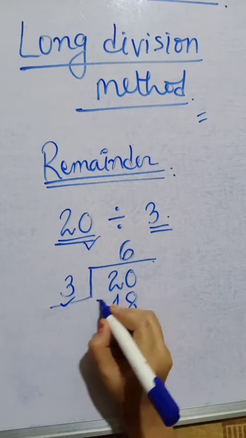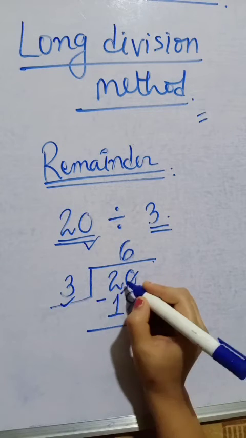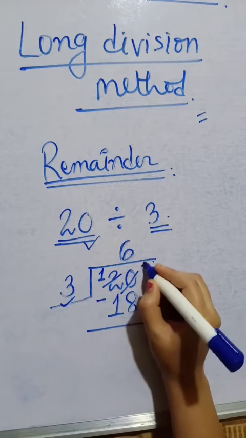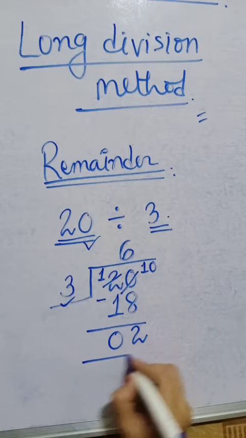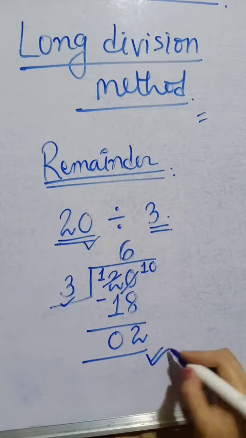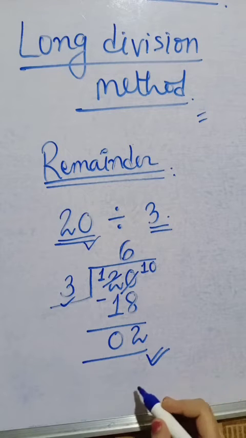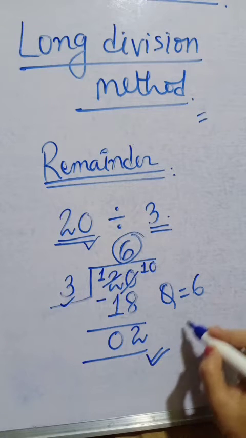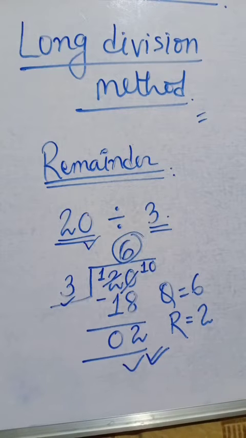Now we have to subtract it. 0 minus 8 is not possible. 0 will borrow 1 from this 2. Here it will be 10, and 2 will become 1. 10 minus 8 is 2. 1 minus 1 is 0. So whatever number is left over here, that is the remainder. So in this long division method, what we have got is the quotient, which is 6, and the remainder which is left over at the bottom is 2. This is the remainder. I hope everybody understood.